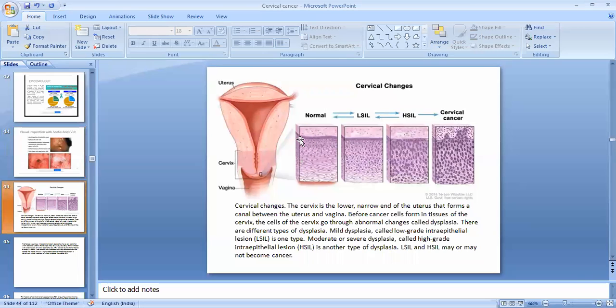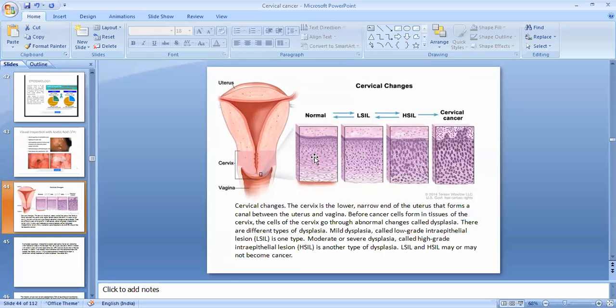Now, if we look at the histology, this is the normal histology, it looks like this. If we collect a small amount of tissue and go for histological slides, it looks nice, this kind of appearance. And when LSIL is there, you can see the changes in the histology.